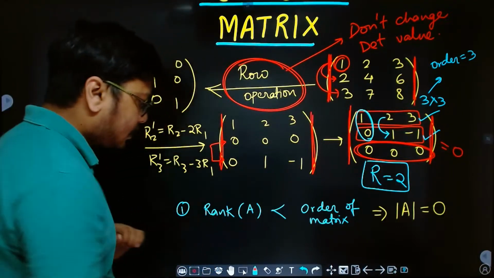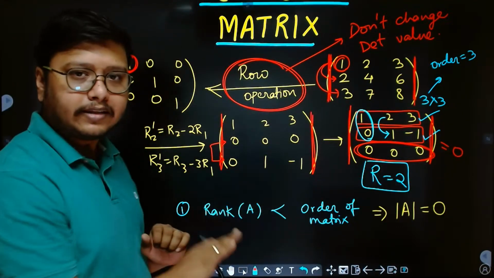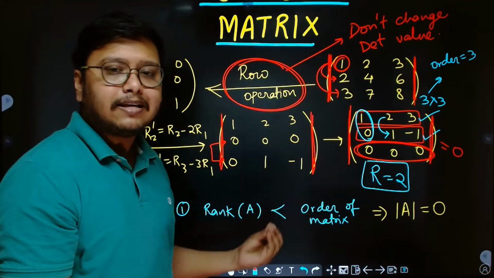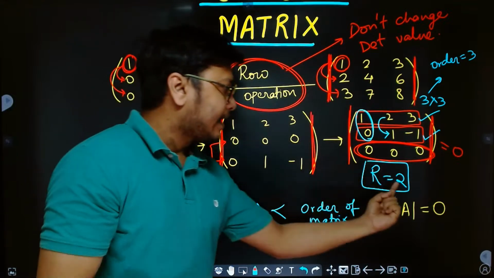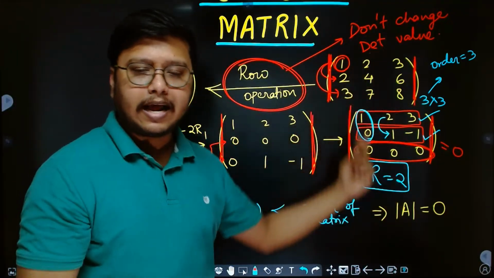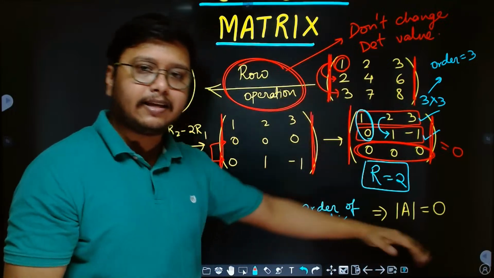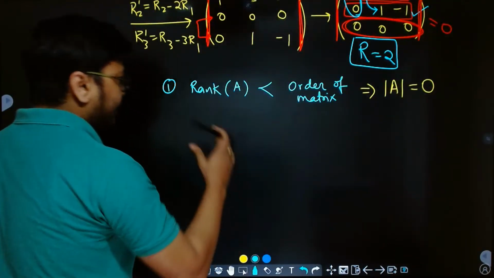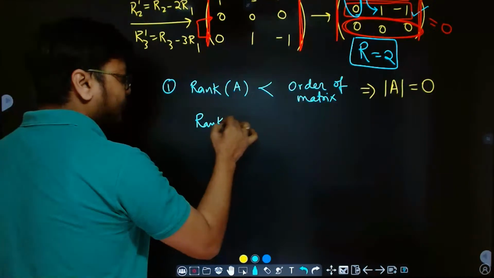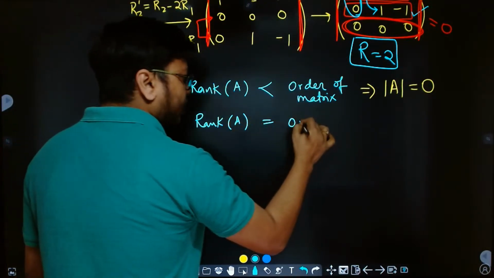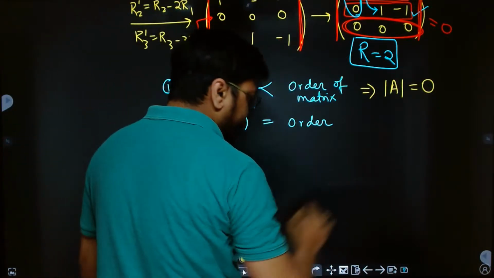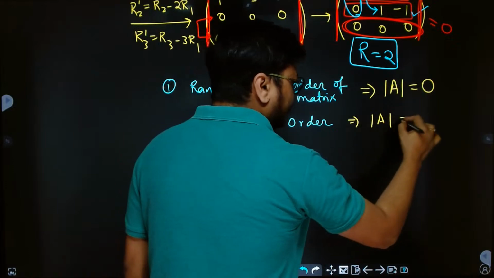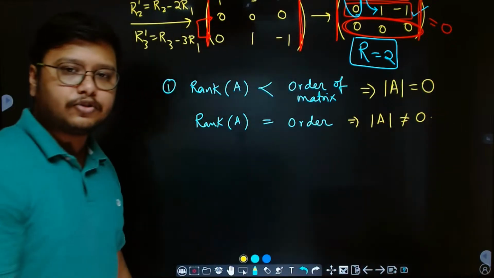Okay. So now how much less than the order, that is not required. Rank can be less than order in any way. Let's say rank can be 1, order can be 3. Rank can be 2, order can be 3. In any case, determinant value is 0. And obviously, if rank is equal to order, then determinant is definitely non-zero.